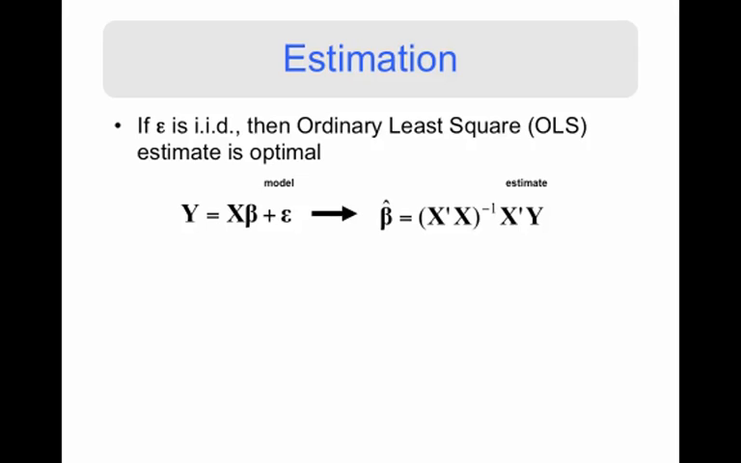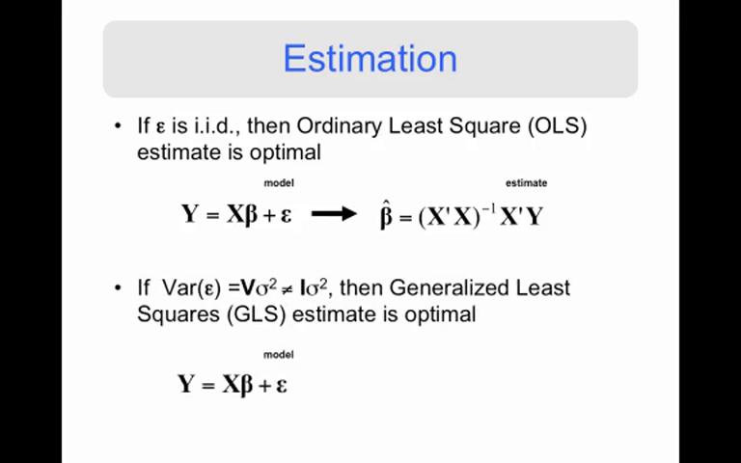And what's meant by optimal here? Well, this is what we call the best linear unbiased estimate. That means that in the class of all linear unbiased estimates, by unbiased we mean that on average beta hat will give us the correct results, this is the one with the smallest variance. So we call it the best linear unbiased estimate, and so it's optimal in that sense.